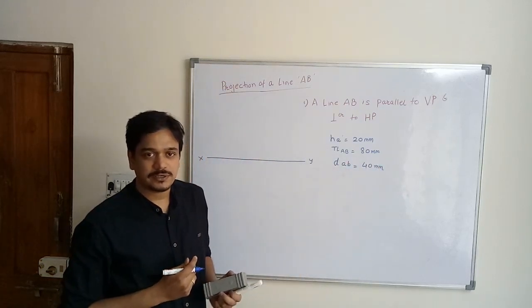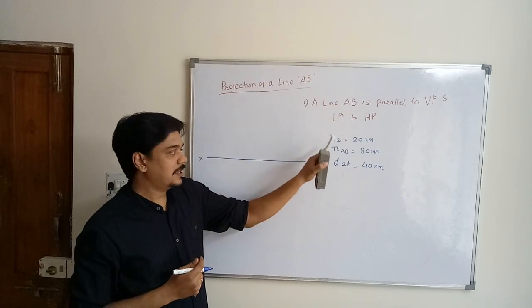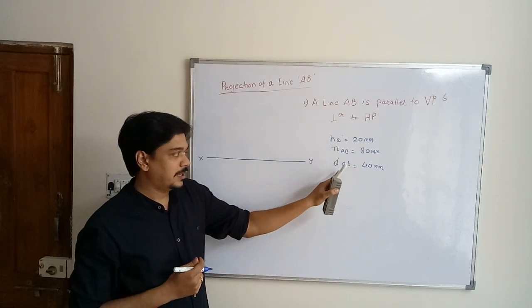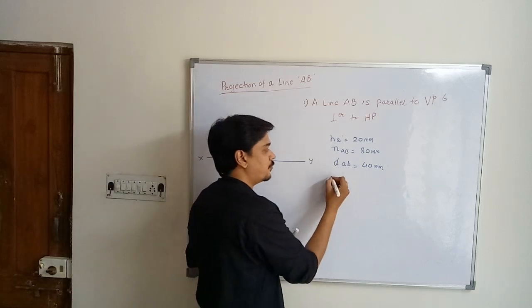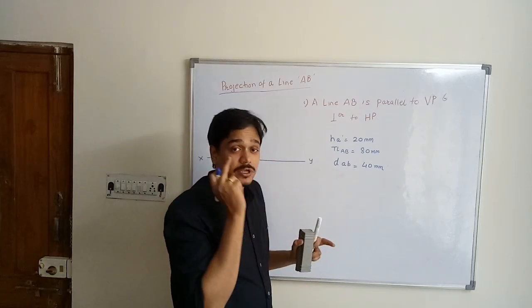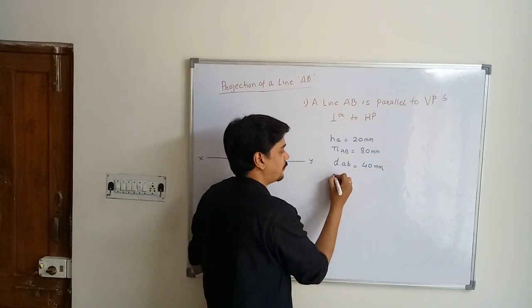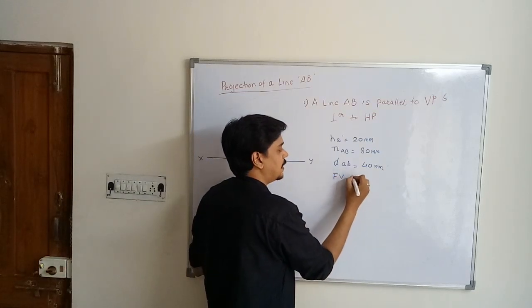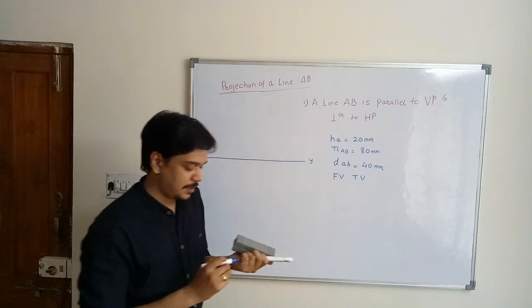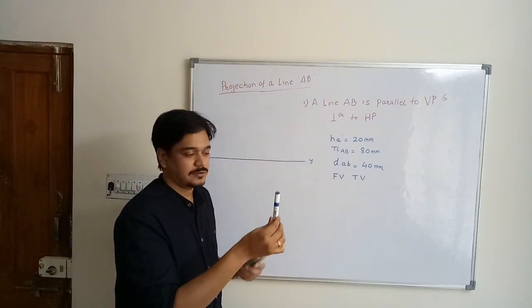So we have three data: HA dash, true length of the line, and depth of AB, and you have to draw projections. Drawing projections means you have to draw the front view as well as the top view. So let us imagine the case.